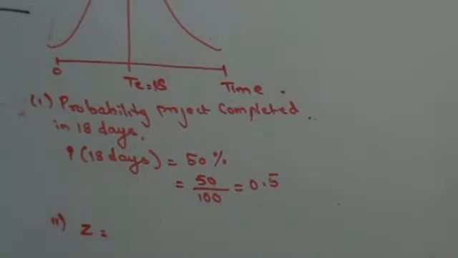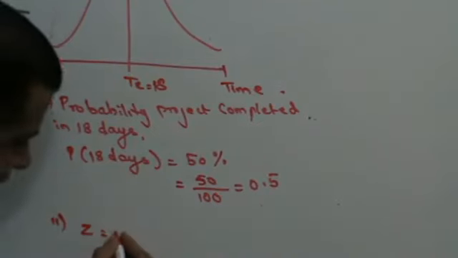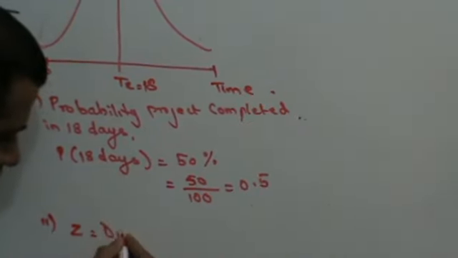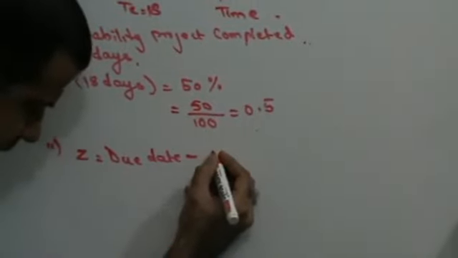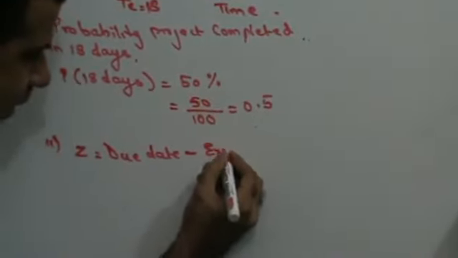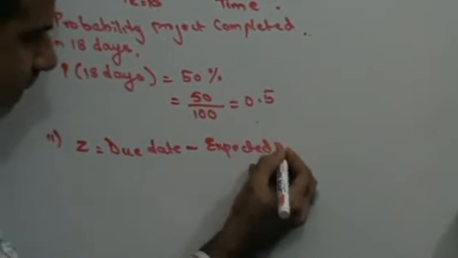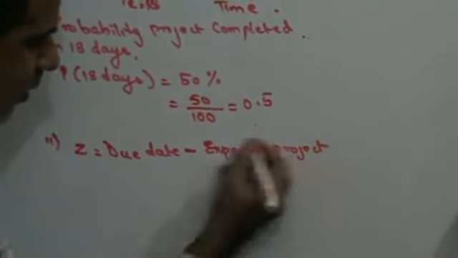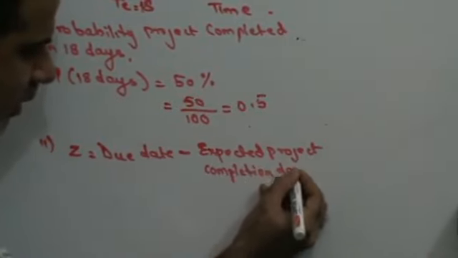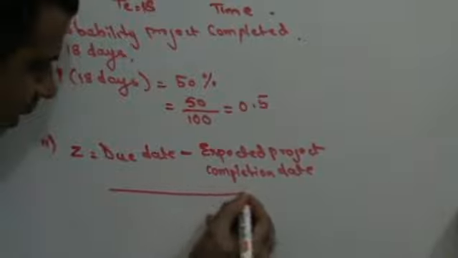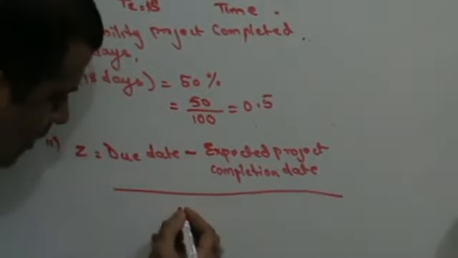How do I find out the normal variable Z? Z is given by the formula: due date minus expected project completion date, divided by standard deviation.